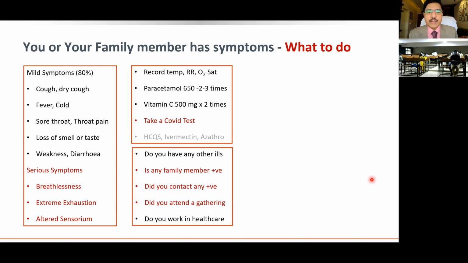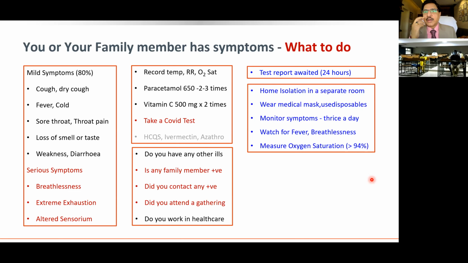Do you have any other ills? Like, is a family member positive, do you have a contact history, did you attend a gathering like a marriage or a grihapravesham, or do you work in healthcare? That question gives a probable answer to what the test report will be. Report awaited: unless proved negative, treat them as COVID patients. Home isolation in a separate room, wear a medical mask, use disposables, monitor the symptoms thrice a day, watch for fever, breathlessness, measure saturation. It should be at least 94 or more.